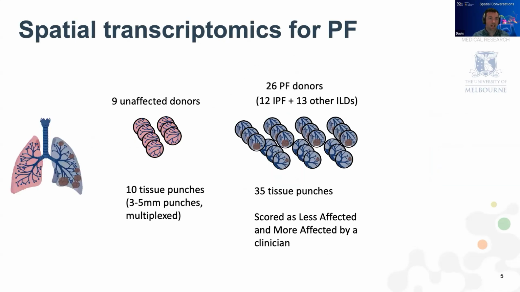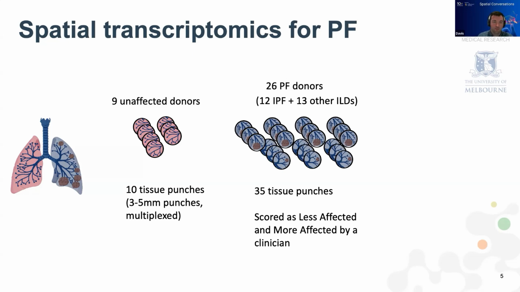So the study I'll talk about today is our first foray into this, but nevertheless reasonably substantial in that we've got 9 unaffected donors, 26 pulmonary fibrosis donors, 12 of which have IPF and 13 or 14 have other forms of interstitial lung disease. And from those 35 donors, we have a total of 45 samples, so tissue punch biopsies from these tissue samples, typically between 3 to 5 millimeters in diameter.